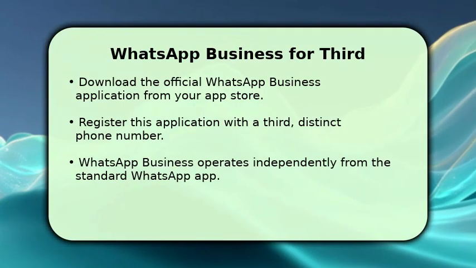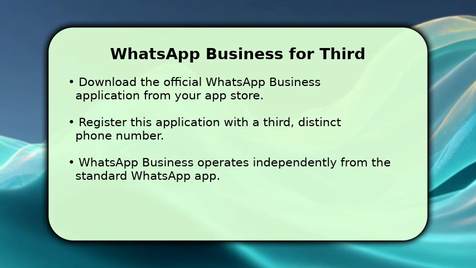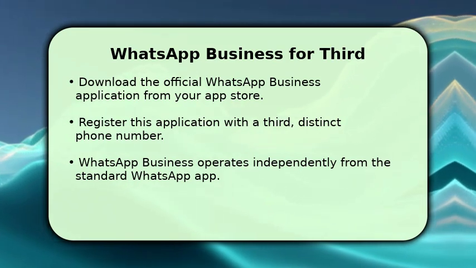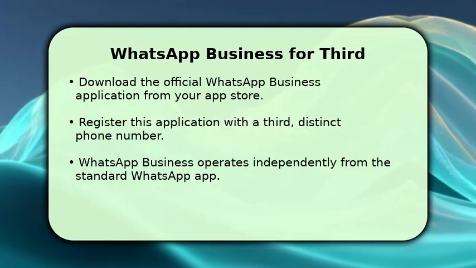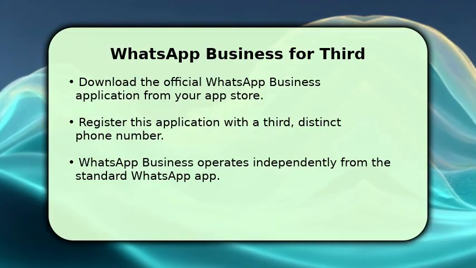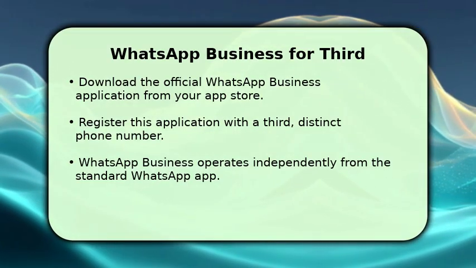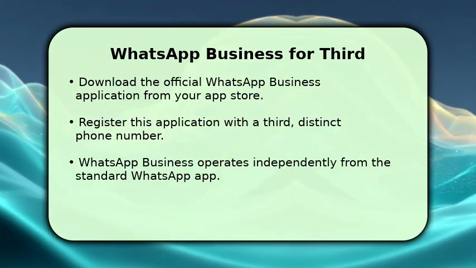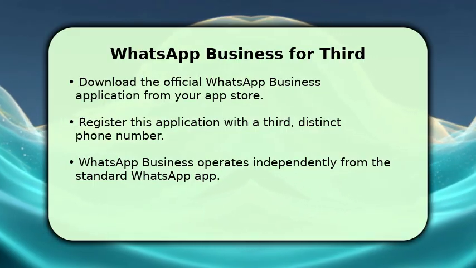For your third WhatsApp account, the solution is straightforward. Download the official WhatsApp business application. This app is designed for businesses, but can be used by anyone with a separate phone number. Install it from your device's app store, then proceed to register it with your third unique phone number. It functions completely independently from your 2 standard WhatsApp accounts, providing a distinct platform for communication.